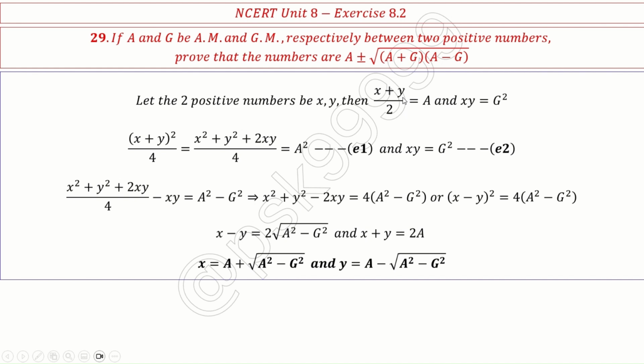x plus y is 2a from this, right? x plus y is 2a. Now, if I subtract both of them and solve those two equations, I'll get x equal to a plus square root of a square minus g square, y equal to a minus square root of a square minus g square. Okay, this is what I was to prove. Next.